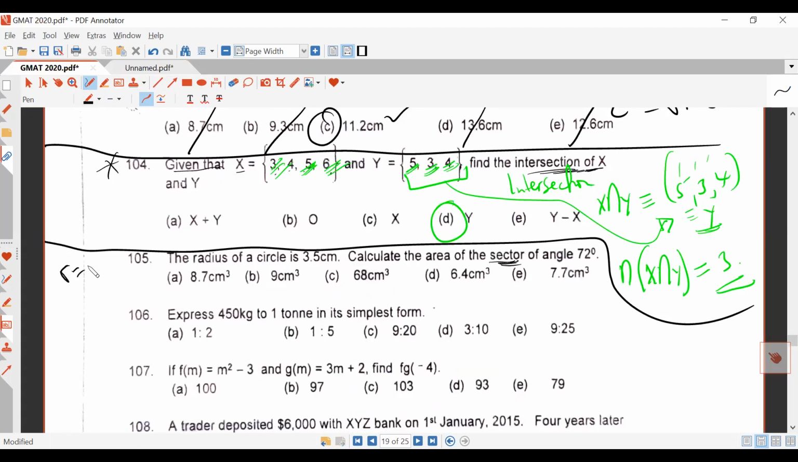our radius is equal to 3.5. Our angle is equal to 72 degrees. So the area of the sector will be equal to the angle theta divided by 360 times pi r squared. So this will be the same as 72 divided by 360 times 22 over 7 times 3.5 squared.